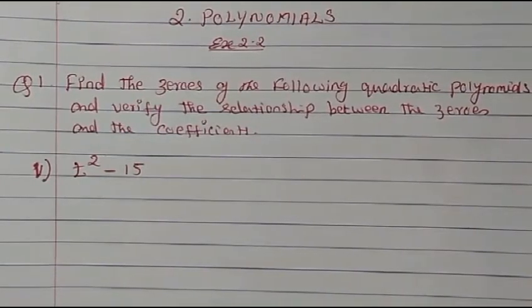Today we are going to study from class 10th, chapter 2, polynomials, exercise 2.2, question 1. Find the zeros of the following quadratic polynomials and verify the relationship between the zeros and the coefficients. Already in this question, the 4 parts have been done. In this video, we'll see the 5th and the 6th part of it.